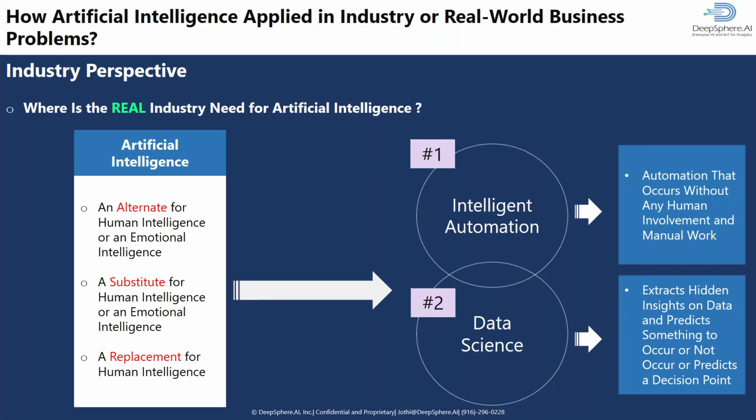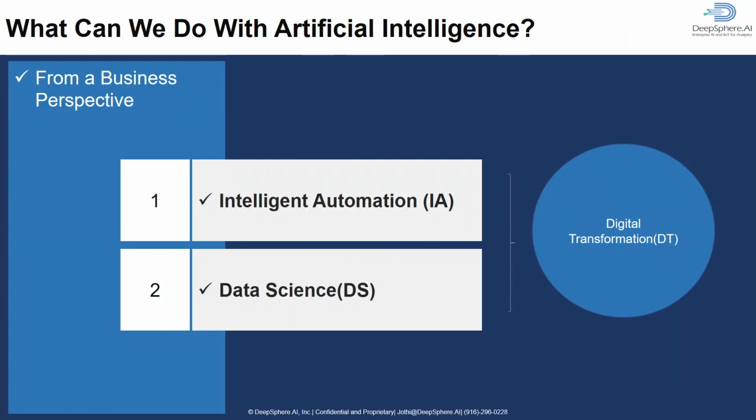That is why you see many courses on data science, a lot of bachelor's and master's programs with a specialization in data science, IoT, or RPA, robotic process automation, correct? All these things are happening because, using artificial intelligence from an industry perspective, only two things we can do. We can create intelligent automation, and we can create data science, correct? When you combine these two, intelligent automation and data science, it forms a digital transformation.